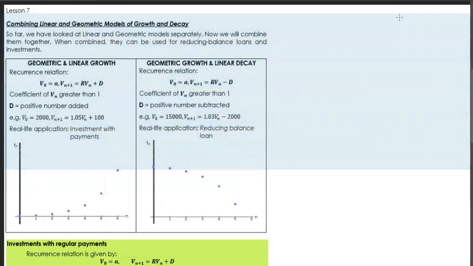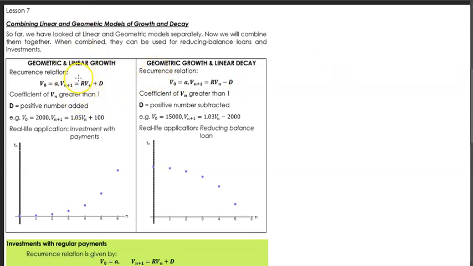So far we've looked at linear and geometric models separately. Now we'll be combining them together, and when we combine them, they can be used for either reducing balance loans, so paying off a loan of some sort, and also investments where you're actually adding money into the investment on top of the bank giving you interest as well. So let's have a look at this example.